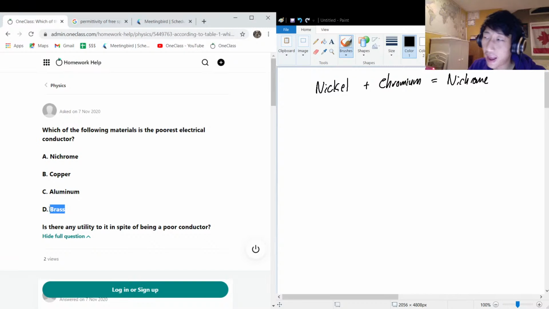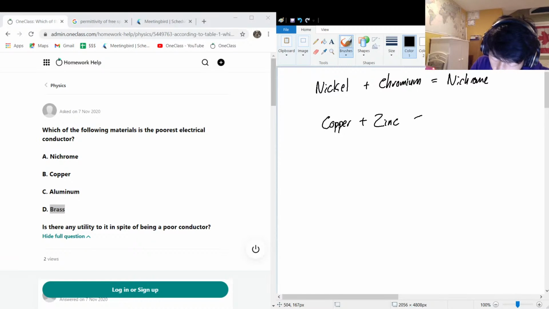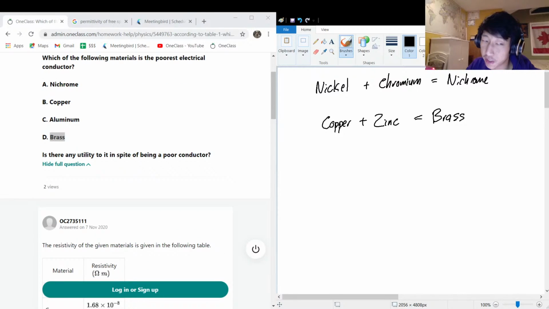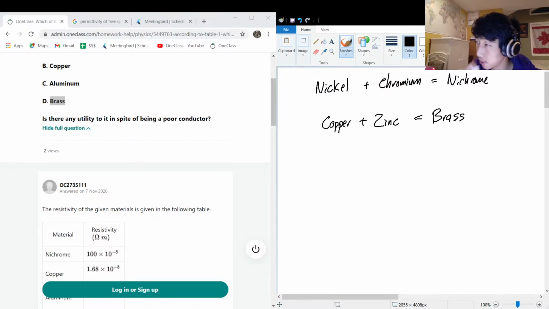And brass is a mixture of copper and some other metal, zinc. So copper plus zinc is equal to brass. And as we know, copper is a good conductor, so since copper is a primary ingredient in brass, we can pretty much say that brass is probably a good conductor. Okay, but how we actually measure this is with resistivity. Resistivity is kind of like density.